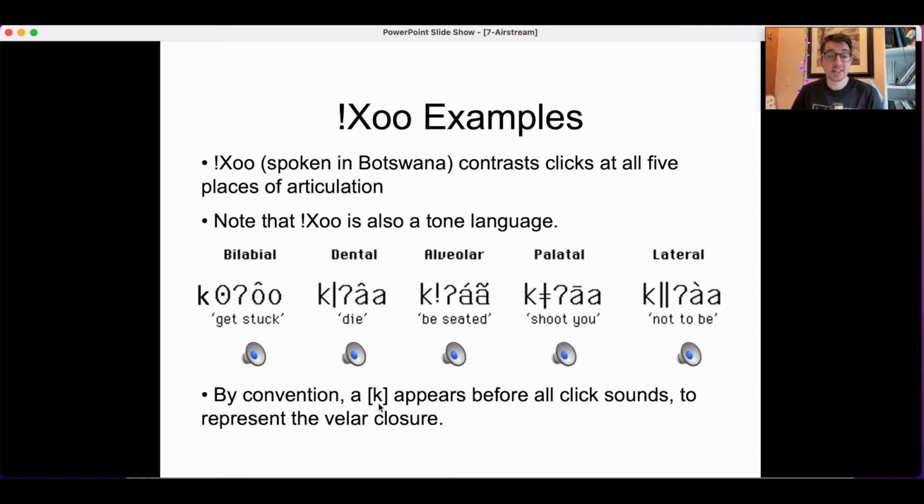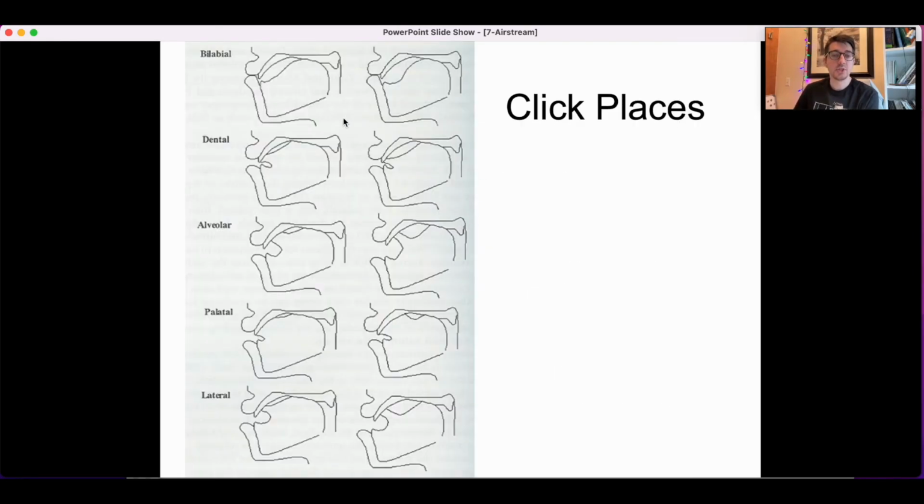By convention, a k appears before all click sounds to represent the velar closure, so make sure that you have a k if it's voiceless. So these are the click places. I won't go through these a lot, but you can see that the closure for the lateral, for example, is both at the velum and at the alveolar ridge, but I guess there is some laterality there of the friction.